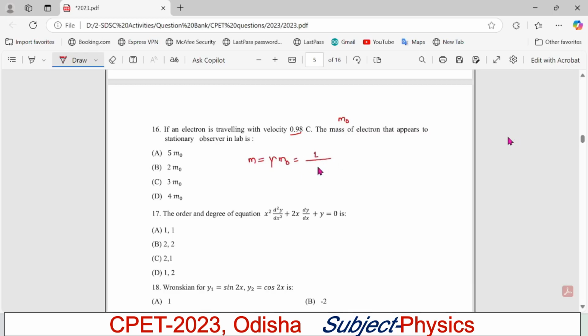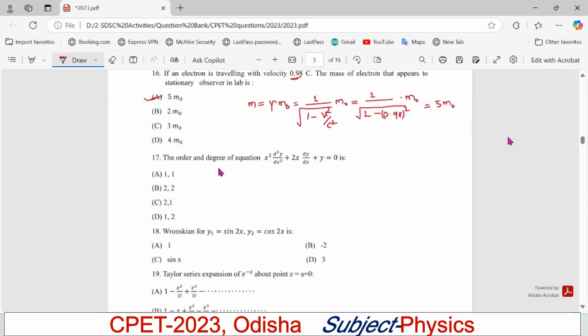Gamma factor is nothing but 1 by square root of 1 minus v square by c square, into m naught, is equal to 1 by square root of 1 minus v square by c square. Here v is 0.98 c, so c square will get cancelled, giving 0.98 square, into m naught. Right. You just calculate it. You can find this will be 5 m0. Okay. So the option A is the correct answer. Now we are going to move to the next question.